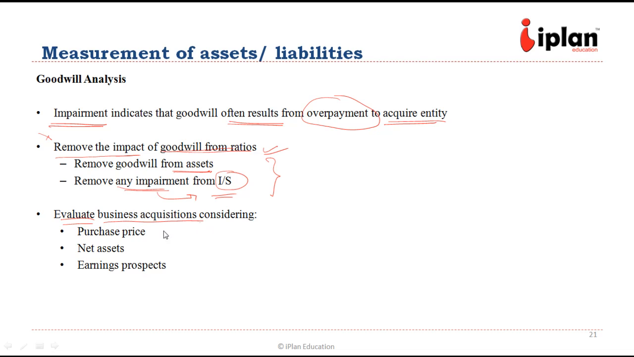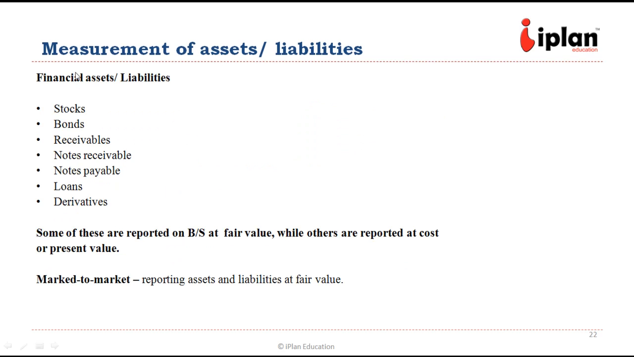Now for the evaluation of business acquisitions, these are the things which are considered. First is the purchase price, the net assets which are being offered, and the earning prospects. So if the earning prospects are very promising, the company may be willing to pay more than the value of net assets because of the goodwill. Let us move to the next slide.